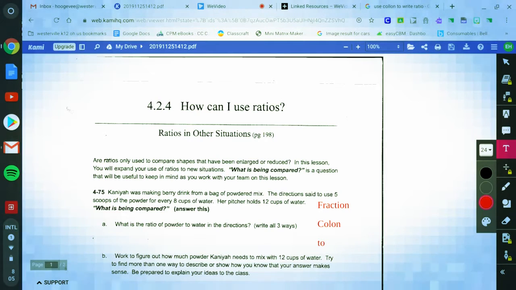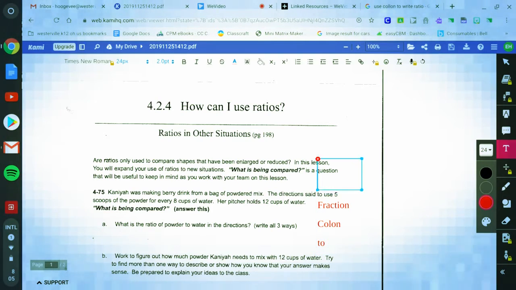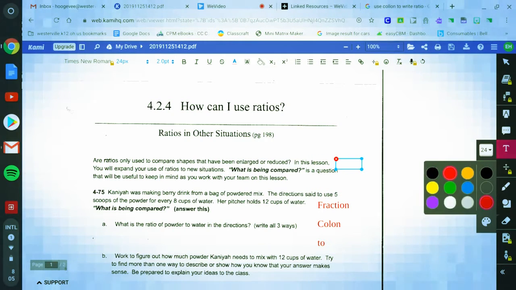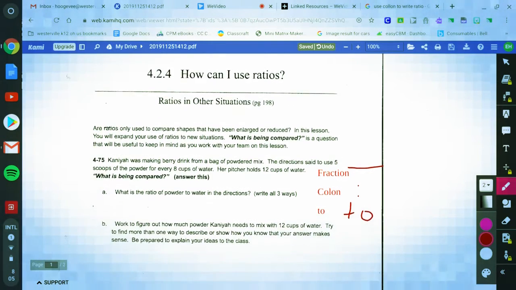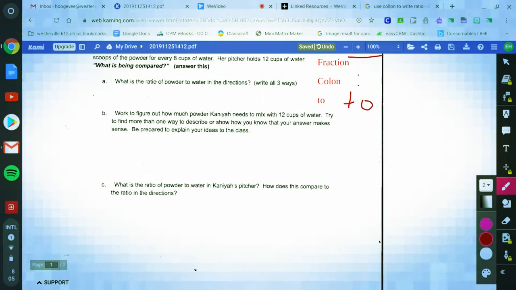Write all 3 ways. So again, we can write ratios using a fraction, a colon, and just using the word to. So using that information, you know that should help you moving forward. B says work to figure out how much powder Kanaya needs to mix with 12 cups of water. So again, we're doing powder to water.